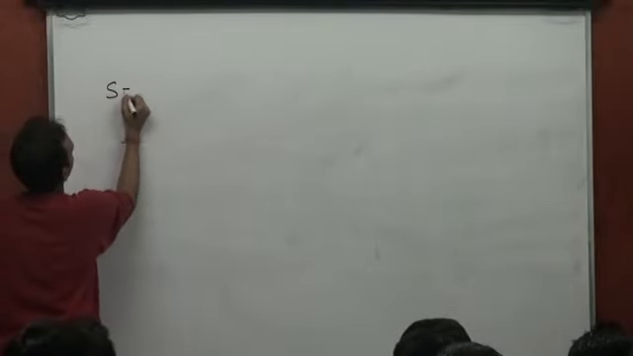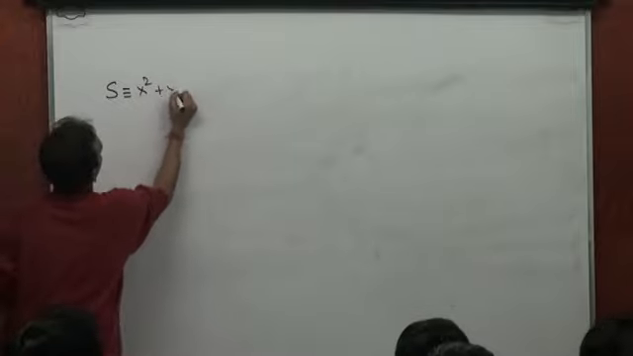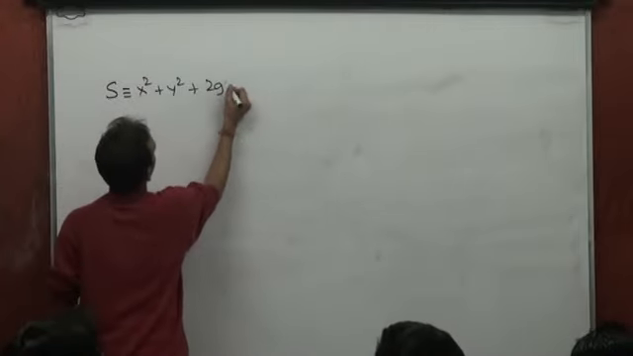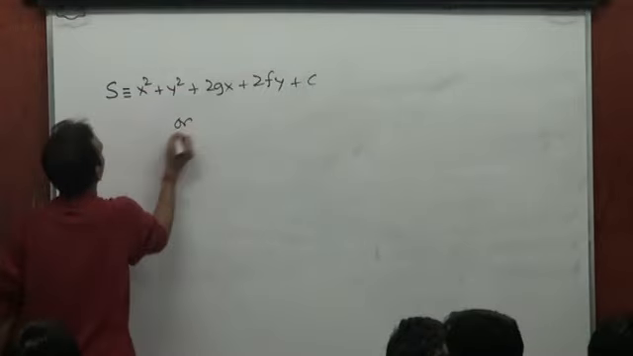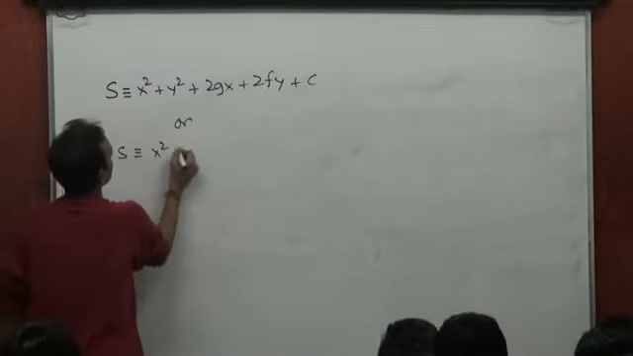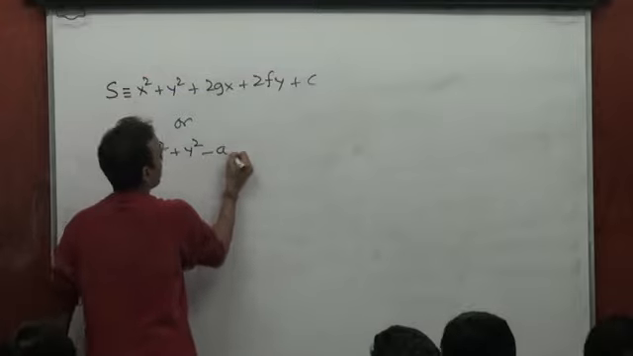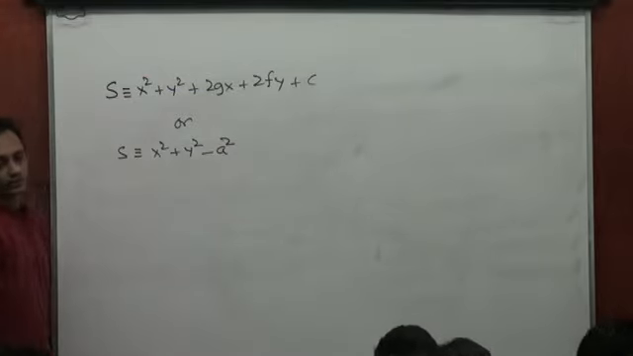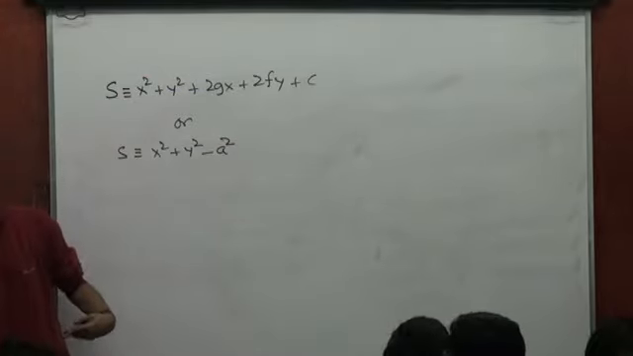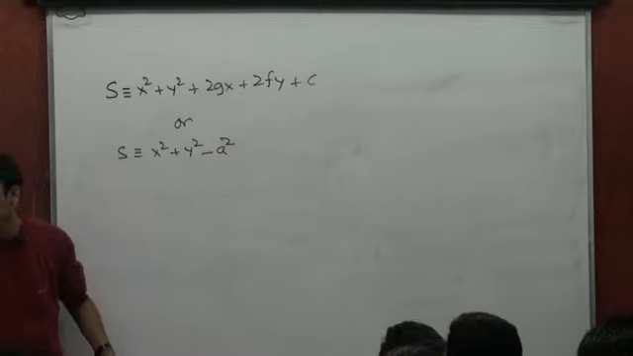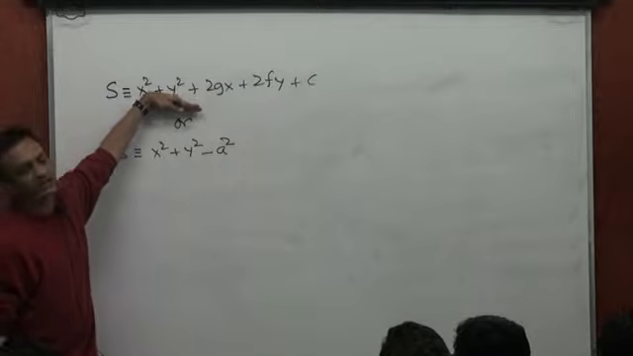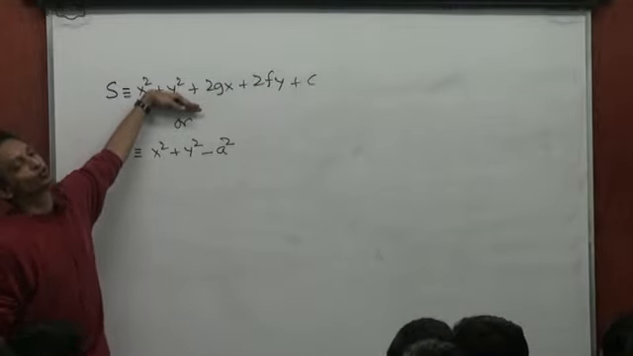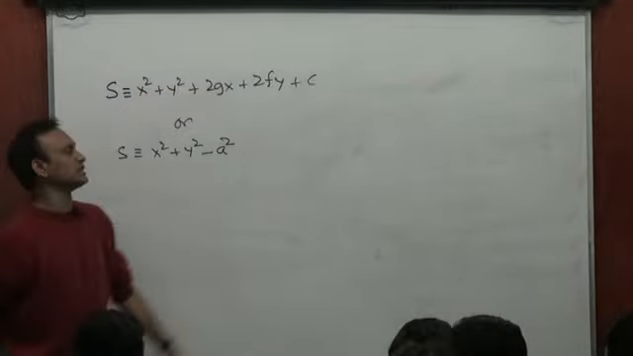Now, like I said, I'm going to designate this expression as S. X squared plus y squared plus 2gx plus 2fy plus c, or S would be x squared plus y squared minus a squared. In either case, if you put S equal to 0, you will get the equation of a circle, right? This would be a circle with center 0, 0 and radius a. This would be a circle with center minus g, minus f and radius root g square plus f square minus c, right?